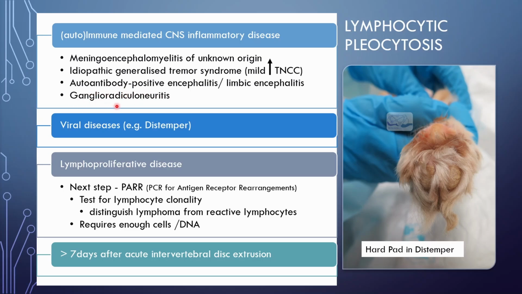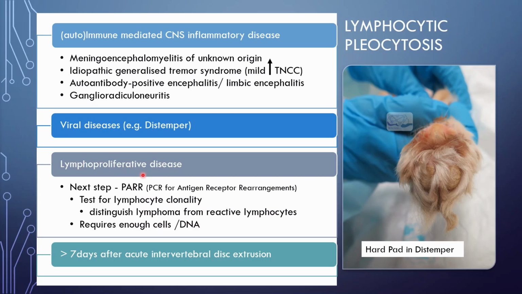And it's also been reported in ganglioradiculoneuritis. Viral diseases are the classic stimulator of lymphocytes, and in particular distemper. And this is an example of a Cavalier King Charles Spaniel that had distemper. It was imported from a puppy farm in Eastern Europe, arrived in the country with distemper most likely, and you can see the changes on the pad, which is characteristic of distemper.